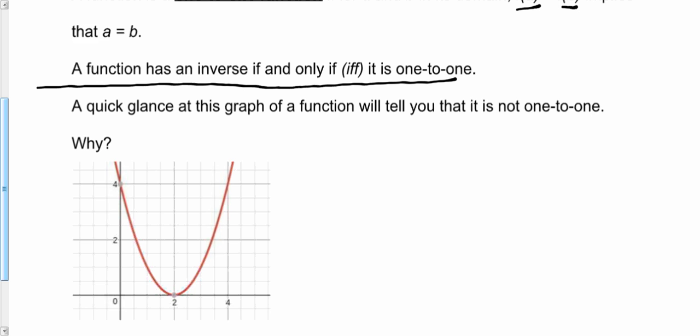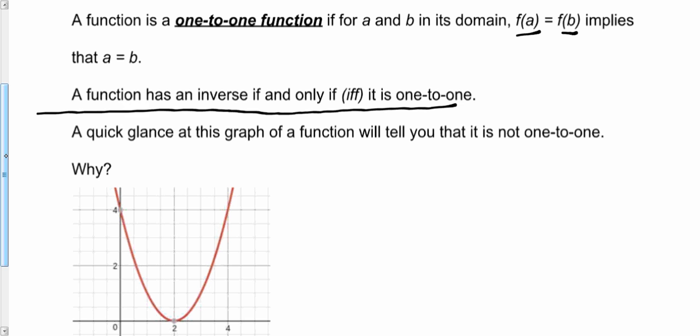That's a good test. The horizontal line test is a thing. And Morgan, you're right there too. So it says a function is one-to-one if for a and b in its domain, if f of a and f of b are equal, then that means that a must equal b.